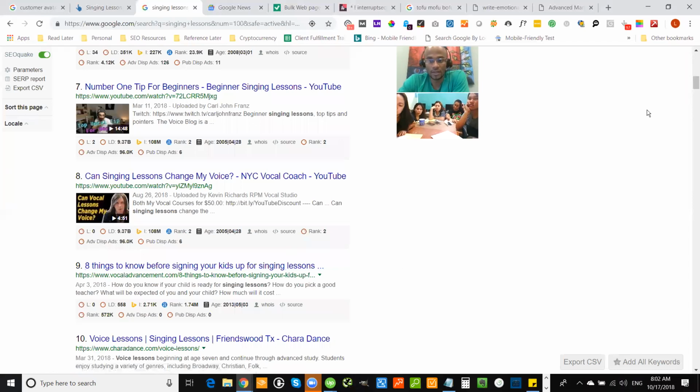So really the key takeaway here, everyone, is that by using Ahrefs, by using Google, you can figure out which topics are working very well. And then you don't just want to copy that topic, but you want to figure out how you can make it better, right?